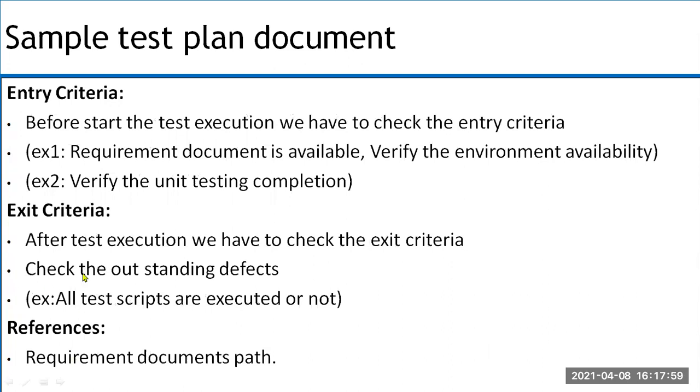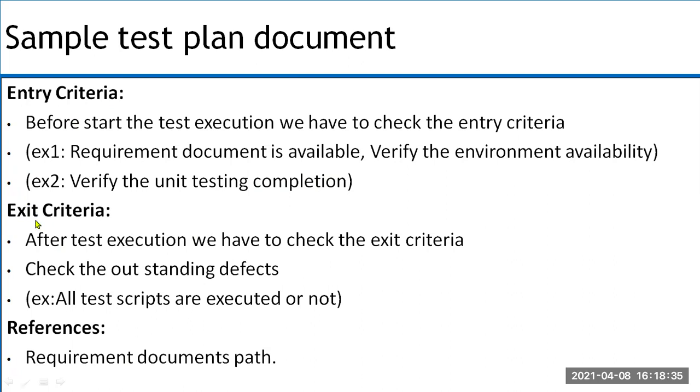Next one is entry criteria. As I said before, before starting test execution we have to check the entry criteria, like whether the requirement document is available or not, verify the environment availability, and verify the unit testing completion. Unit testing is normally done by developers, and we need to confirm whether they completed unit testing or not before deploying into the QA environment. That is called entry criteria.